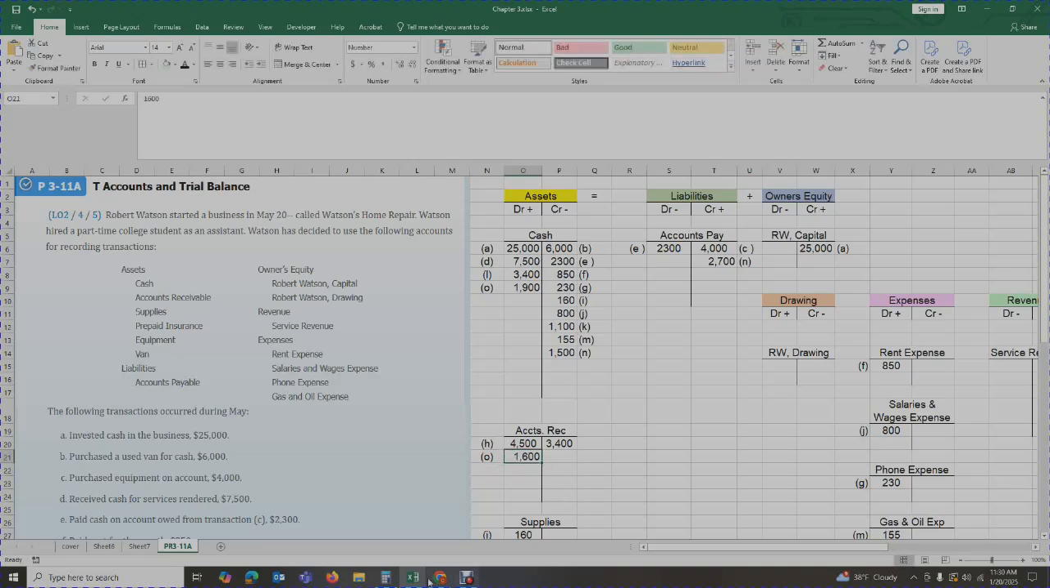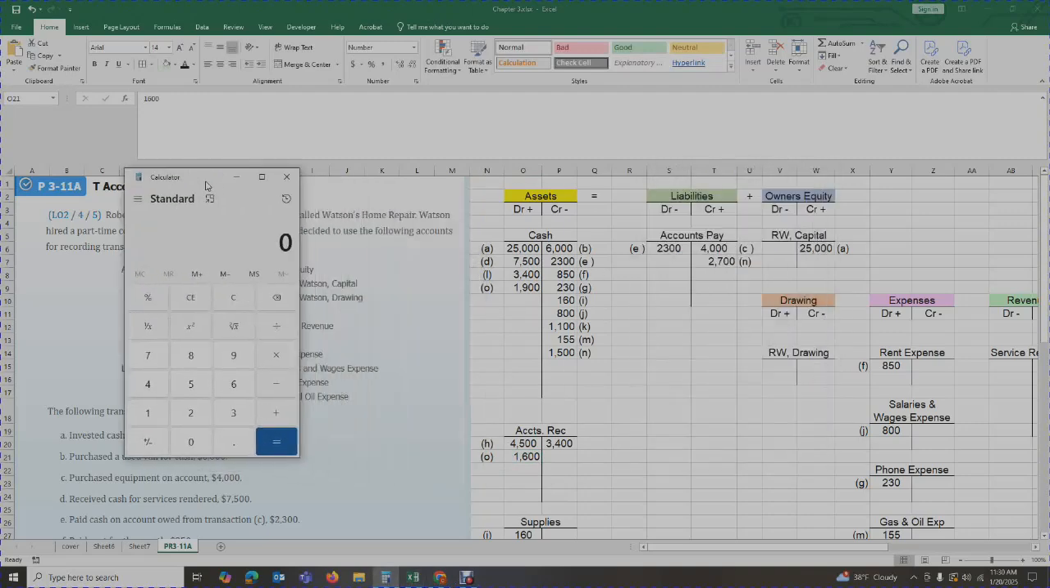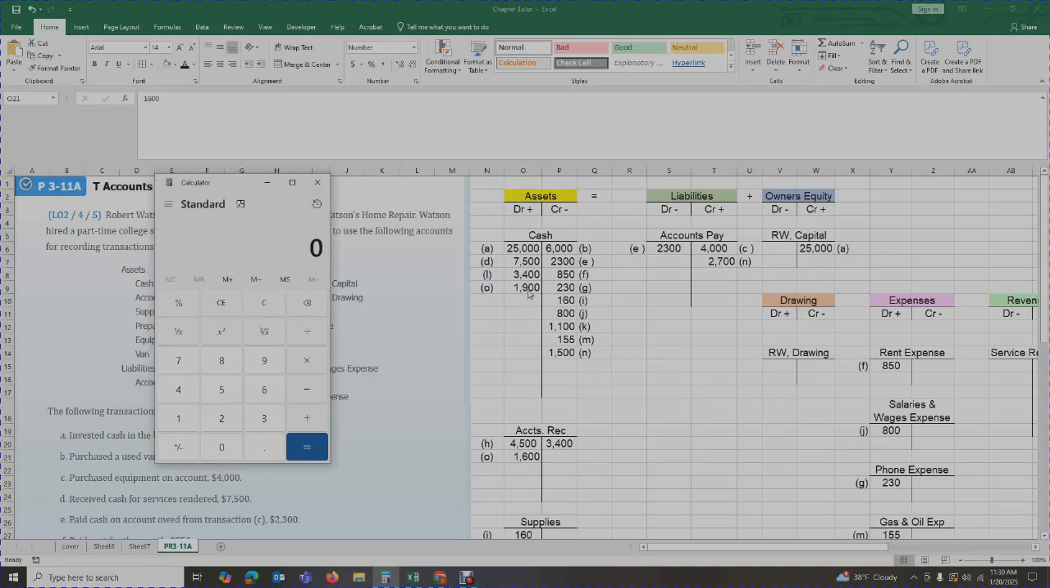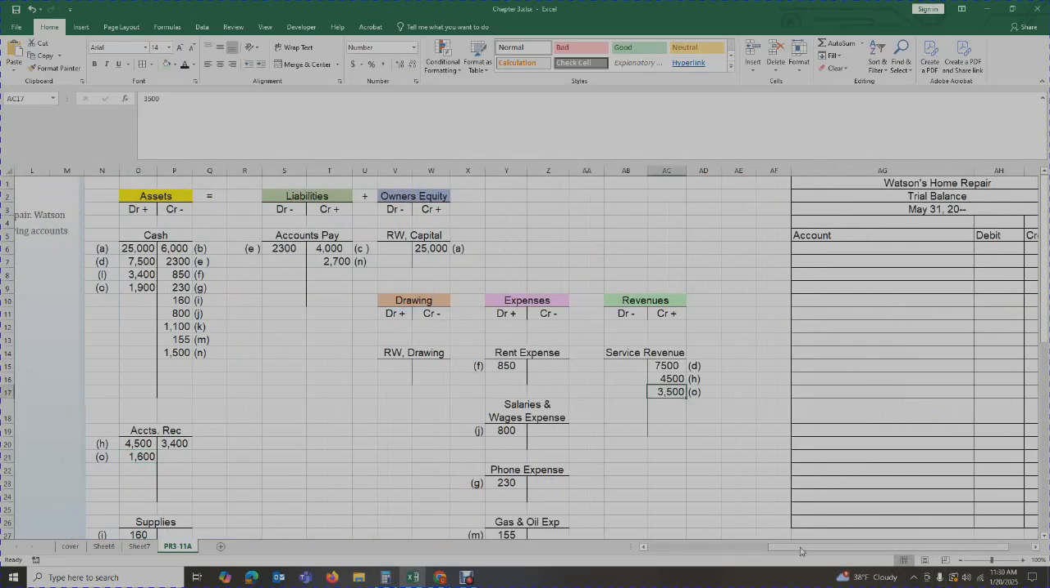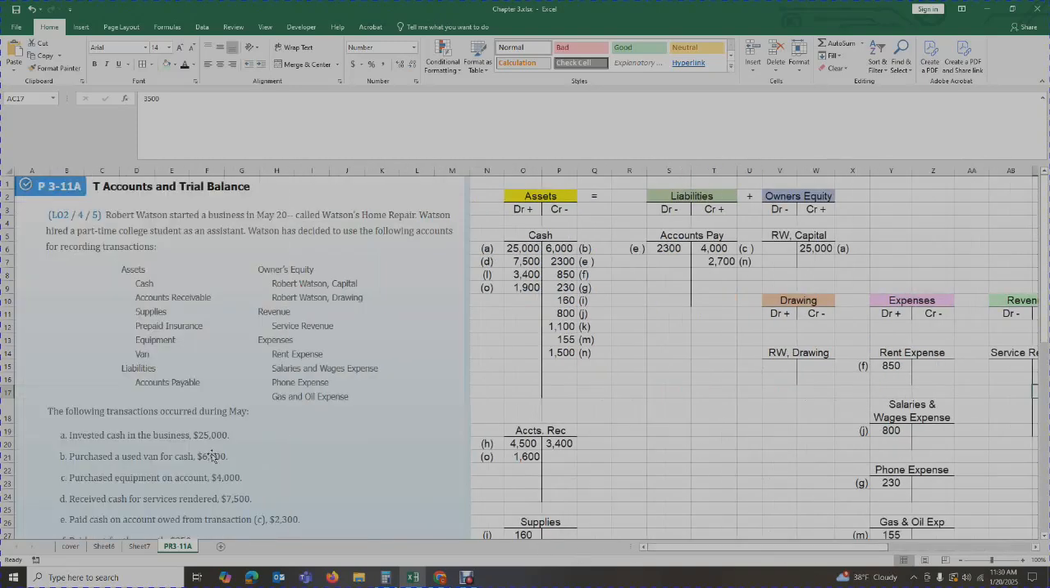Okay, so what happened here? I've got two transactions under assets. I've got the cash that I got for $1,900 plus the receivable that I set up for the balance due for $3,500 total, which is my credit entry for my service revenue. So I've got two debits that equal $3,500. I've got one credit that equals $3,500. We are in balance.